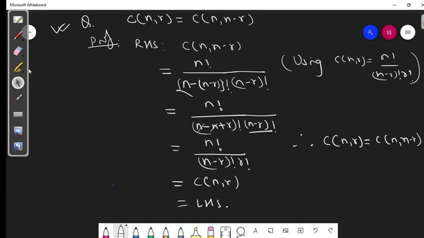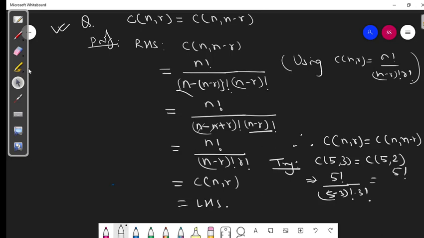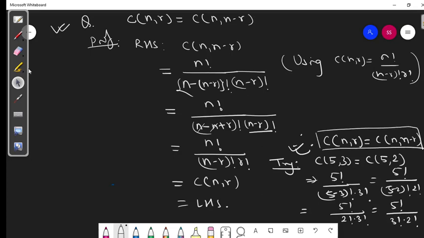And we can also try by using a real example. Suppose C(5,3) equals C(5,5 minus 3), which is C(5,2). It can be 5 factorial over 5 minus 3 factorial times 3 factorial, equals 5 factorial over 5 minus 2 factorial times 2 factorial. Then it is 5 factorial over 2 factorial times 3 factorial. Here also 5 factorial over 3 factorial times 2 factorial. That's why C(n,r) equals C(n,n minus r).